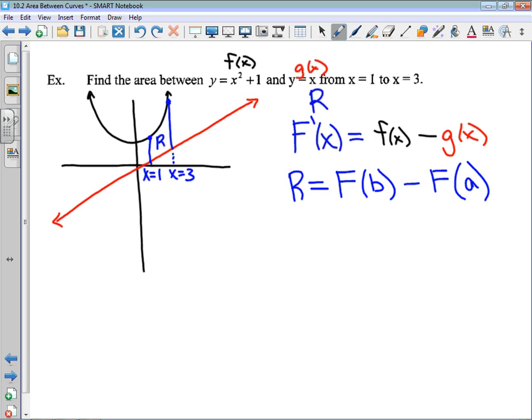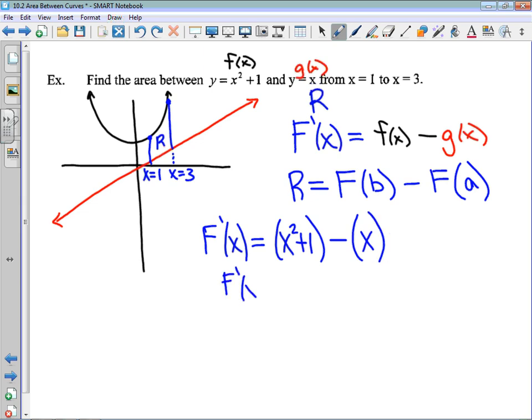All right, so I'm going to do two things here. I'm going to find out what capital F prime of x is. We said it was f of x minus g of x. So f of x is x squared plus 1, and g of x is just y equals x, so it's x, which means that capital F prime of x is x squared minus x plus 1.